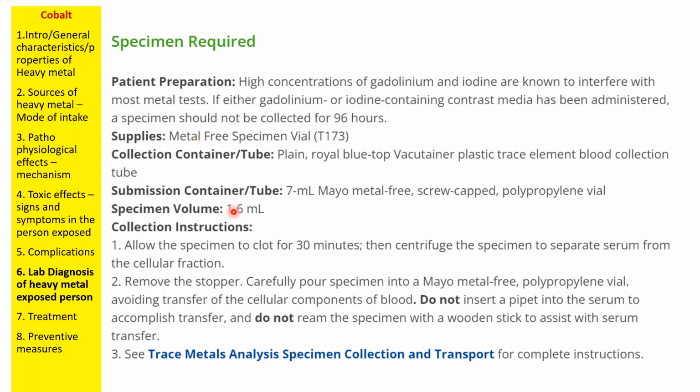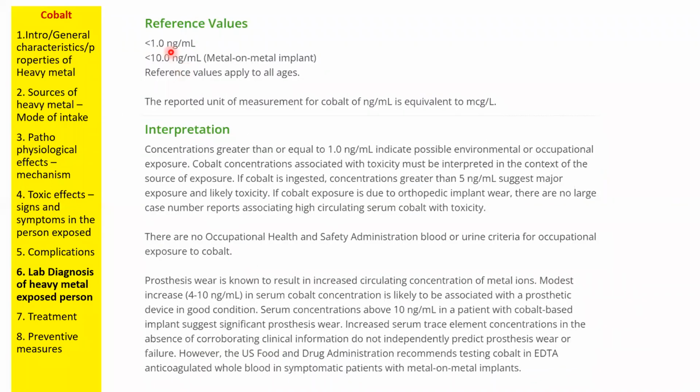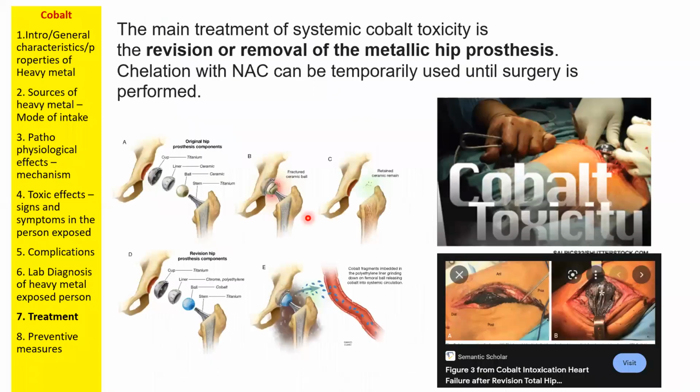So the ideal sample will be 1.6 ml, and let us see the normal values. So cobalt less than 1 nanogram per milliliter of blood is normal. Okay. So in a patient who has some metal implant, up to 10 nanograms is fine. But cobalt levels greater than 1 nanogram in normal individuals is considered a toxic effect, and concentrations greater than 5 nanograms suggest a major exposure and likely cobalt toxicity. Okay, so this is all about cobalt and its lab diagnosis.